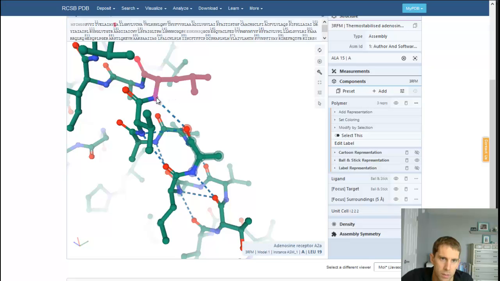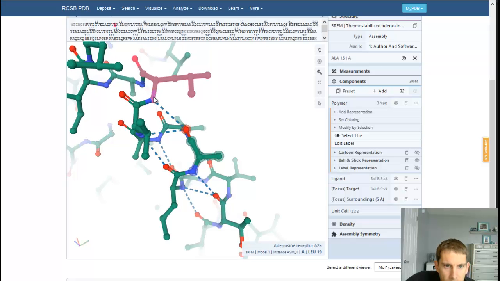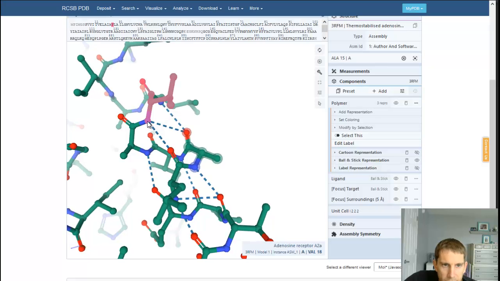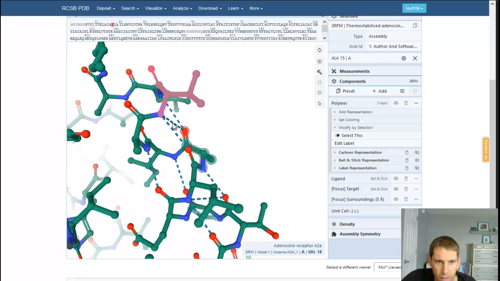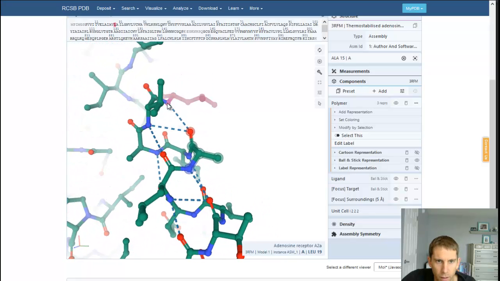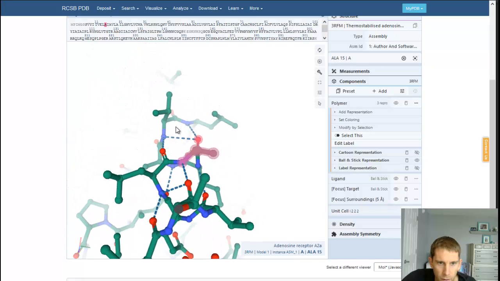So one of them is this one, which is leucine, so amino acid 19. And another is this one, which is valine, which is amino acid 18. So we've got leucine and valine, amino acids 18 and 19 are bonded to alanine. And we also have threonine, which is amino acid 11.